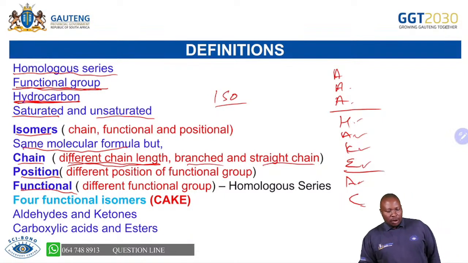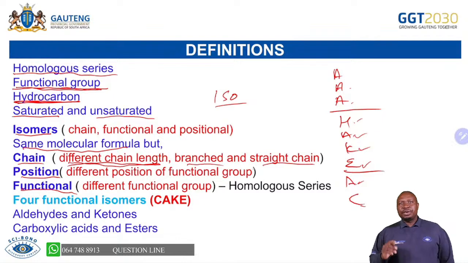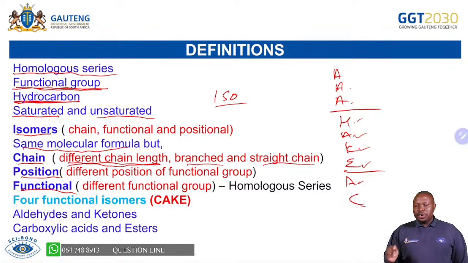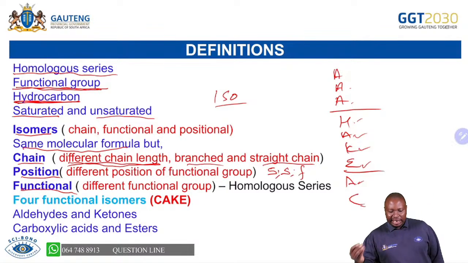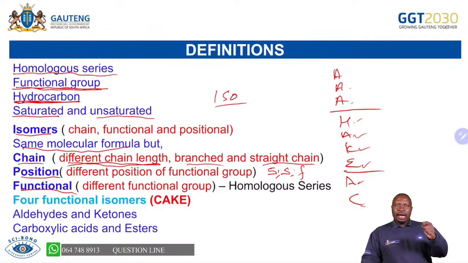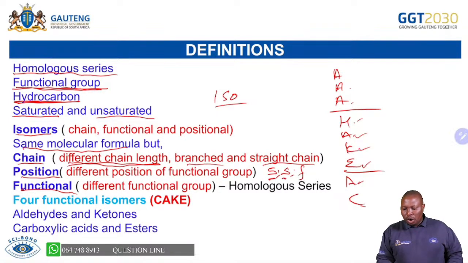What are positional isomers? We are saying they have the same molecular formula, but different position of the functional group. Remember, when you say different position, you can say different position of the side chain, of the substituent, or the functional group. So there are 3 things that can be in different position. So remember, with positional isomers, we are saying they have the same molecular formula, but different position of the substituent, of the side chain, or the functional group. So it can be one of those 3 that has a different position.